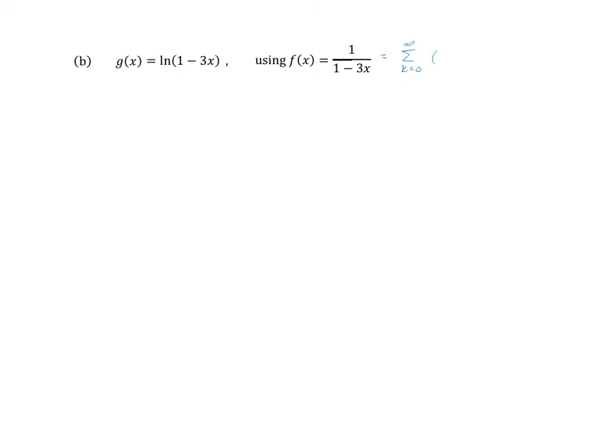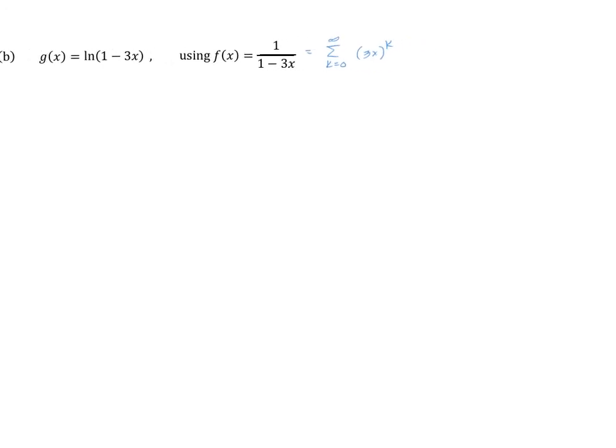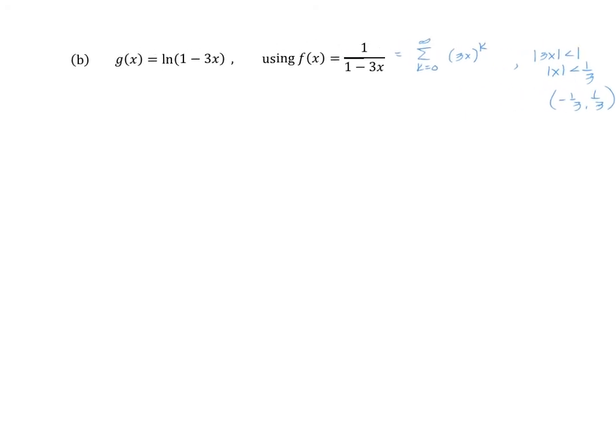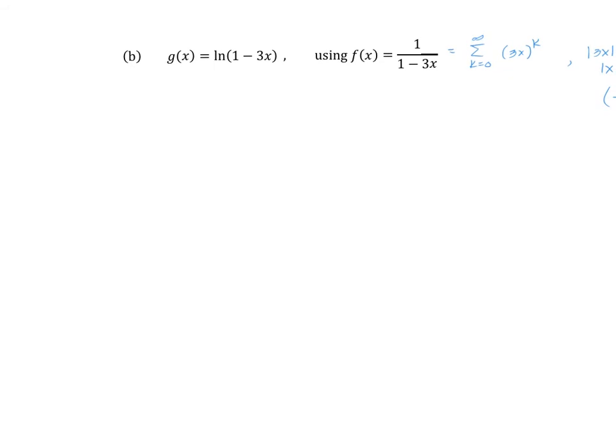And that would be the sum of 3x to the k. Again, the interval of convergence is absolute value of 3x less than 1, which would be absolute value of x less than 1/3. And I'm looking at -1/3 to +1/3 as my interval of convergence. Now, when I take my g and I look at the derivative or the integral of f, the interval of convergence will not change. However, I still have to check endpoints. So I have to find a relationship between g and f.